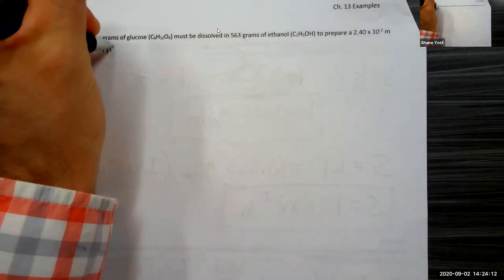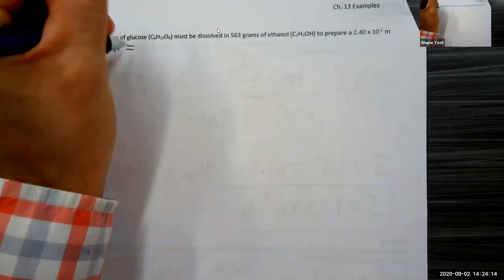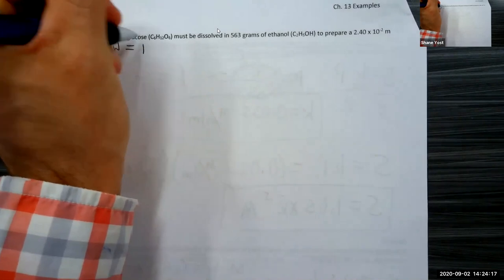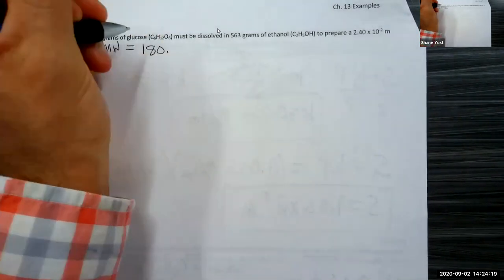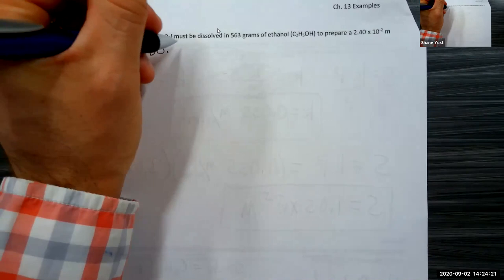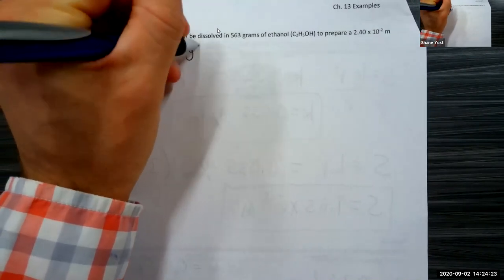As a reminder, the molecular weight or molar mass of glucose was given in the previous problem, but I forgot to rewrite it here. It is 180.18 grams per mole.